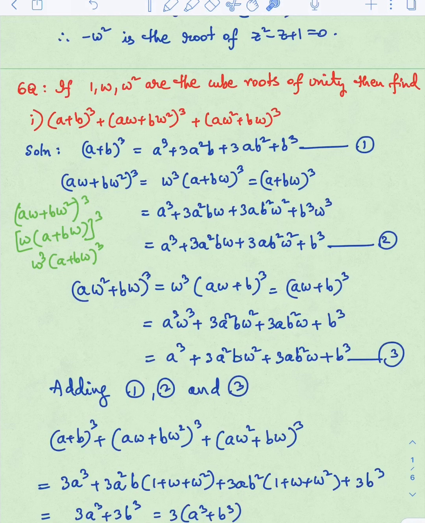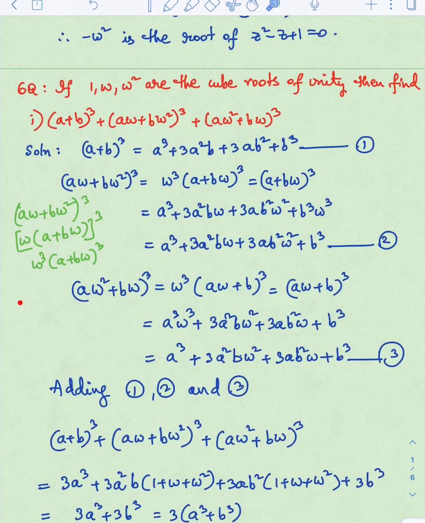Then observe what happened. Omega cube is 1. So b cube into 1, you can write this as only b cube. Remaining everything is the same. That is 3a square b omega here. Next term 3ab square means 3a b square omega square comes here. So this is the second one.